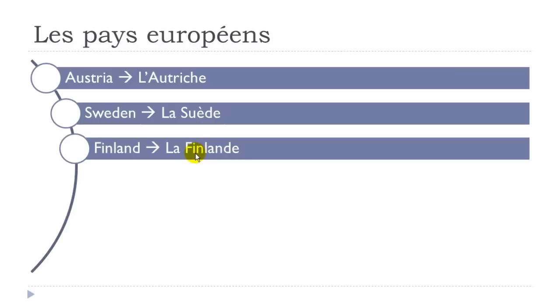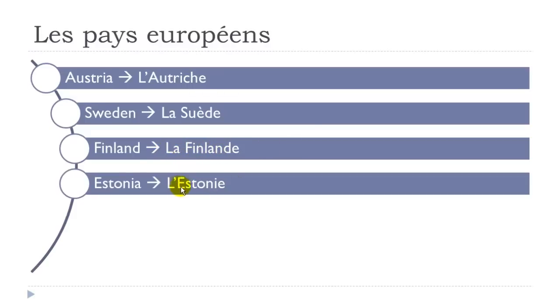En here, nasal, un, an, nasal, en, and then d, final e, not pronounced. La Finlande. Okay? L'Estonie, final e, not pronounced. L'Estonie. L'Estonie.